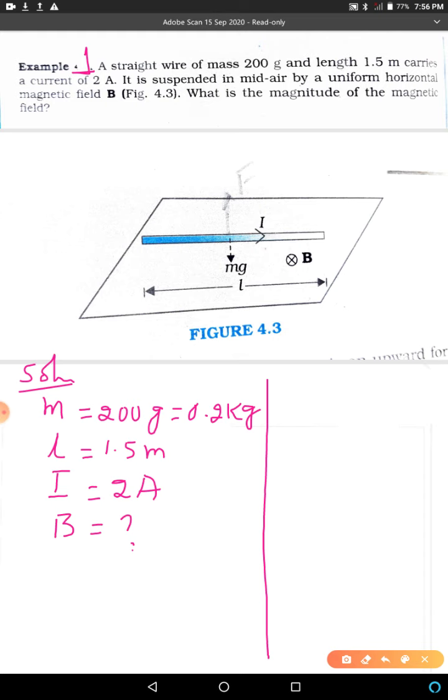So, solution. It is given, so it's not the solution. This is the thing that is given. Now we shall go for the solution. We should write there is an upward force F of magnitude F.